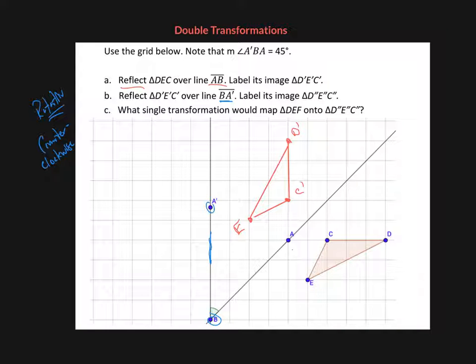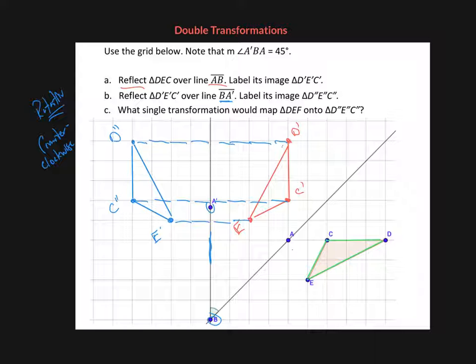So now we're just counting horizontal boxes, so 1, 2, 1, 2, E double prime, 1, 2, 3, 4, 1, 2, 3, 4. That's our C double prime. And D, 1, 2, 3, 4, 1, 2, 3, 4. We got our D double prime. Connect the dots and make sure that you have a rigid transformation, right? Same shape, just different orientation and location.